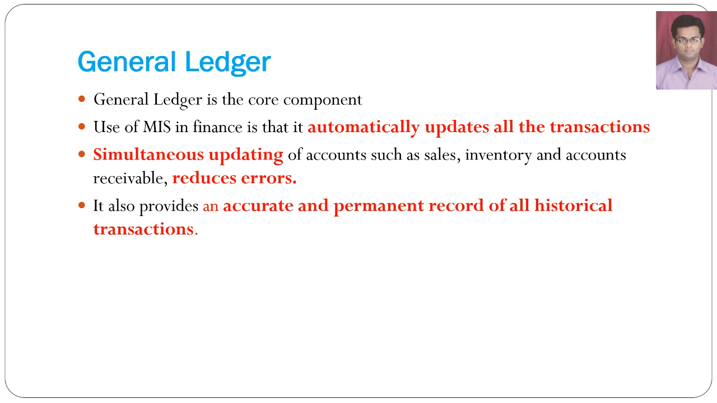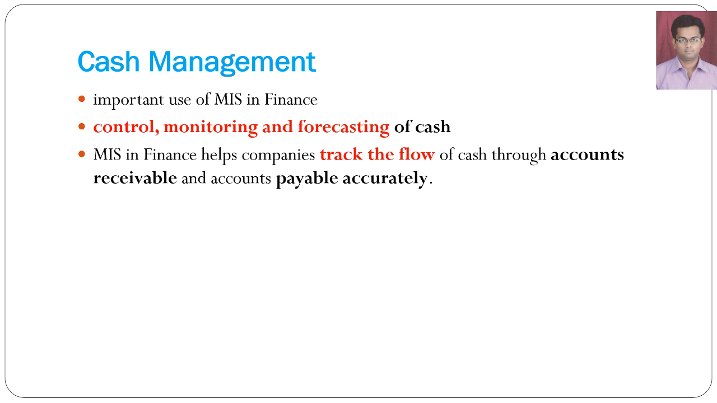MIS for accounting and finances have one more leverage in the form of the general ledger. The general ledger is the core component of any organization. A use of MIS in finance is that it automatically updates all the transactions. It is also responsible for simultaneous updating of accounts such as sales, inventory, and accounts receivable, and it reduces the errors as well. It also provides an accurate and permanent record of all historical transactions.